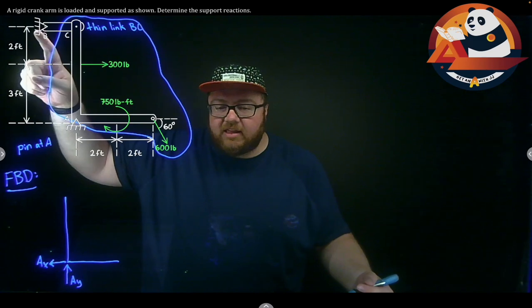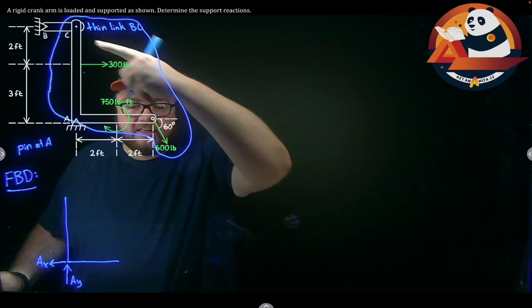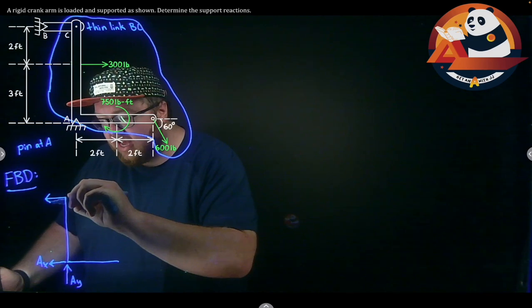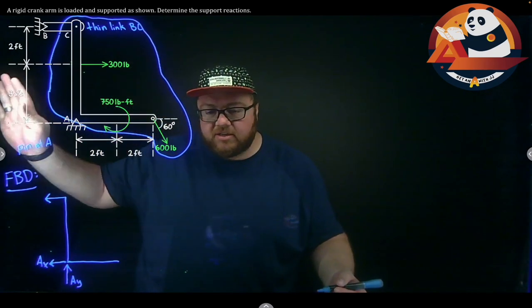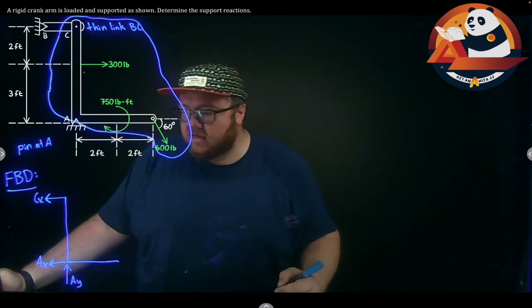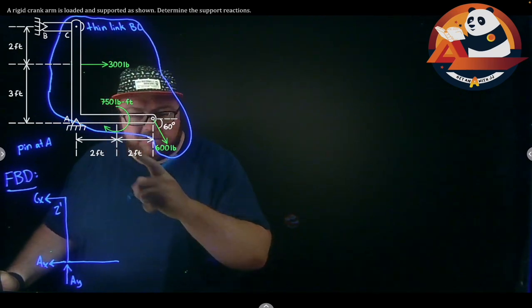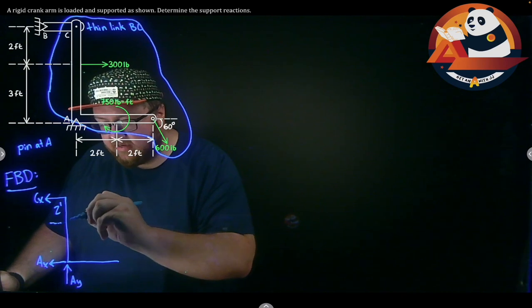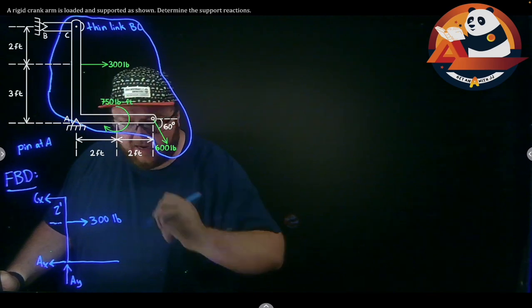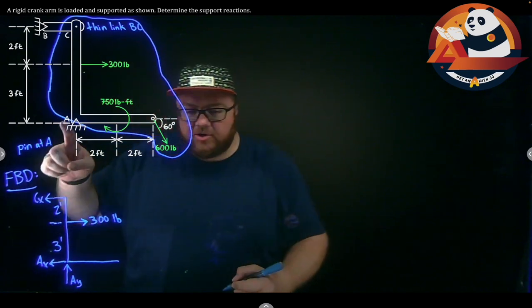Up at C, for our thin link, BC, we should have one force that goes along the member. That member looks like it's going horizontal, so we're going to assume that it is. So I'll just put in one force straight to the side, coming from B to C or C over to B. Let's call that CX. 2 feet down from C, I'm going to have a 300-pound force. So I need to get that in here. 2 feet down, 300 pounds, and it's going to the right. 300 pounds. And then from there, it's 3 feet to get down to point A.